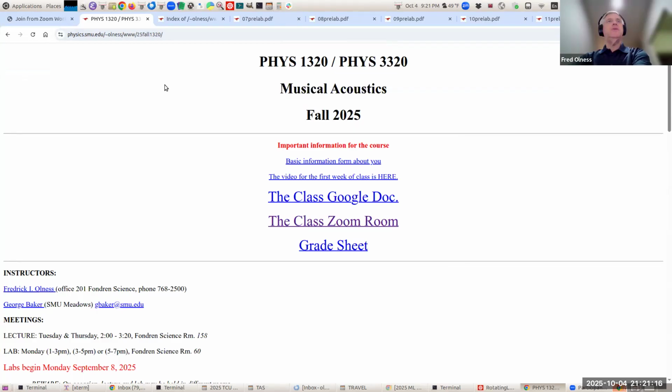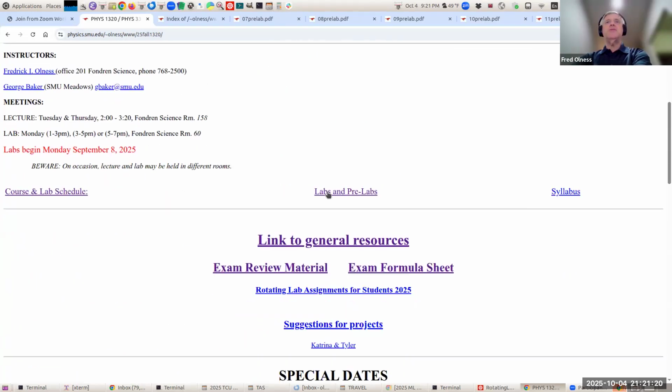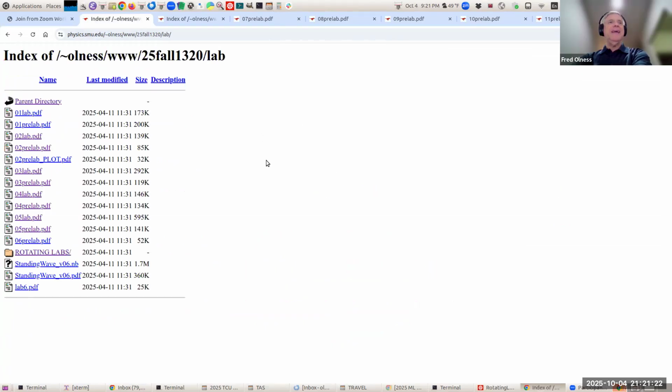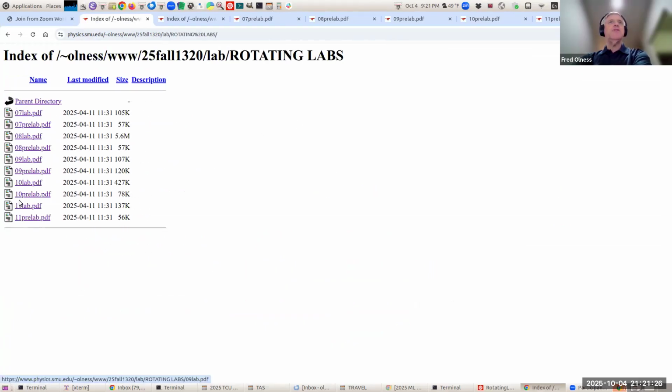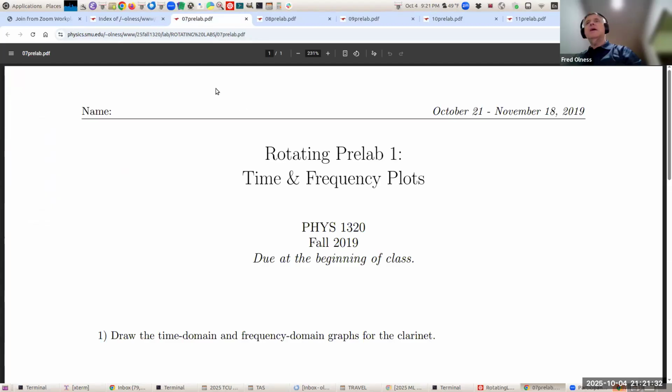And just to remind you where that is, from the main web page, you go down to labs and pre-labs, and there's a separate link for the rotating lab shown here, and here are all the labs and the pre-labs. So you can find that there. And let me start with pre-lab 7.